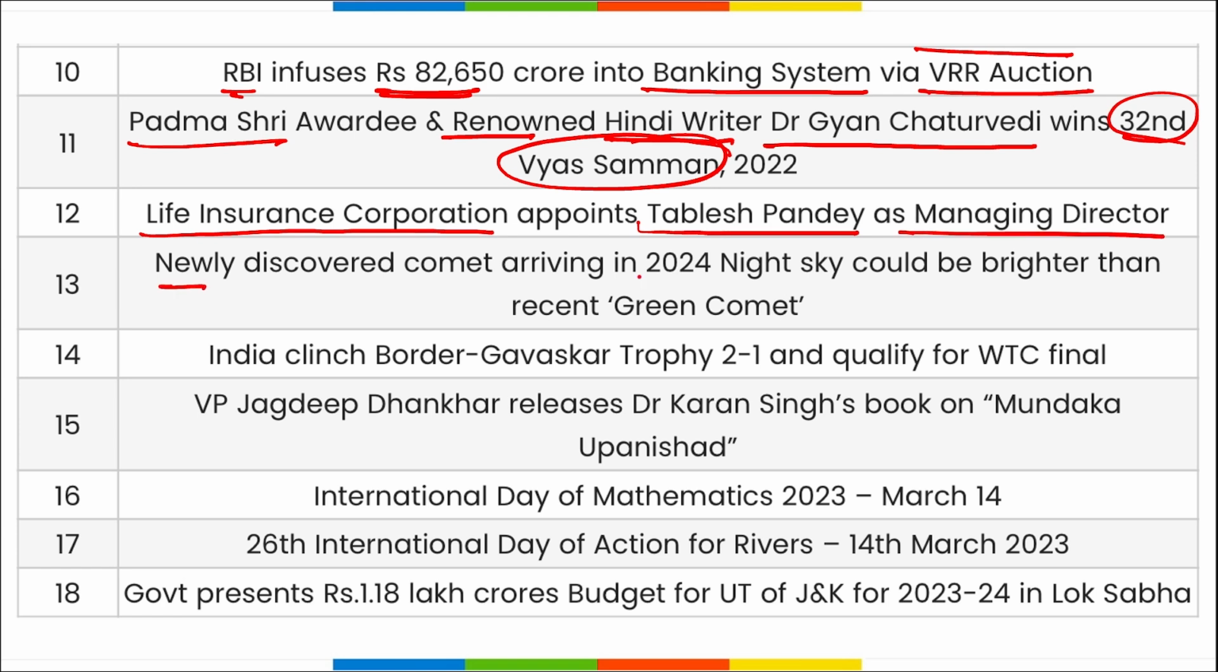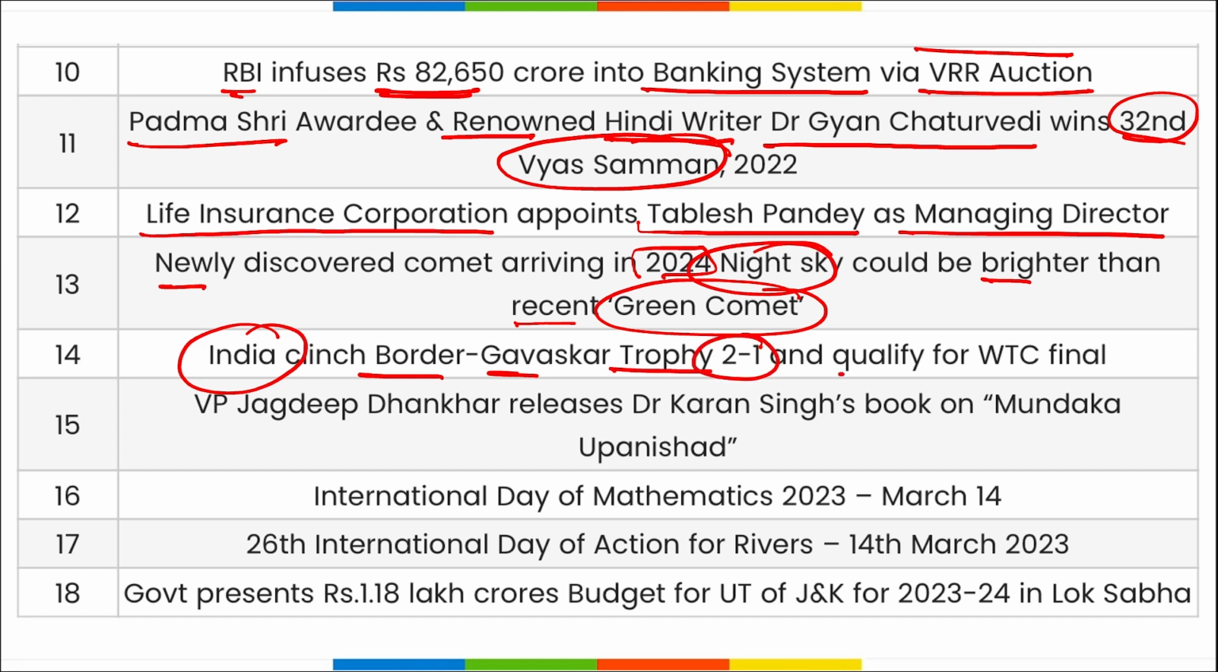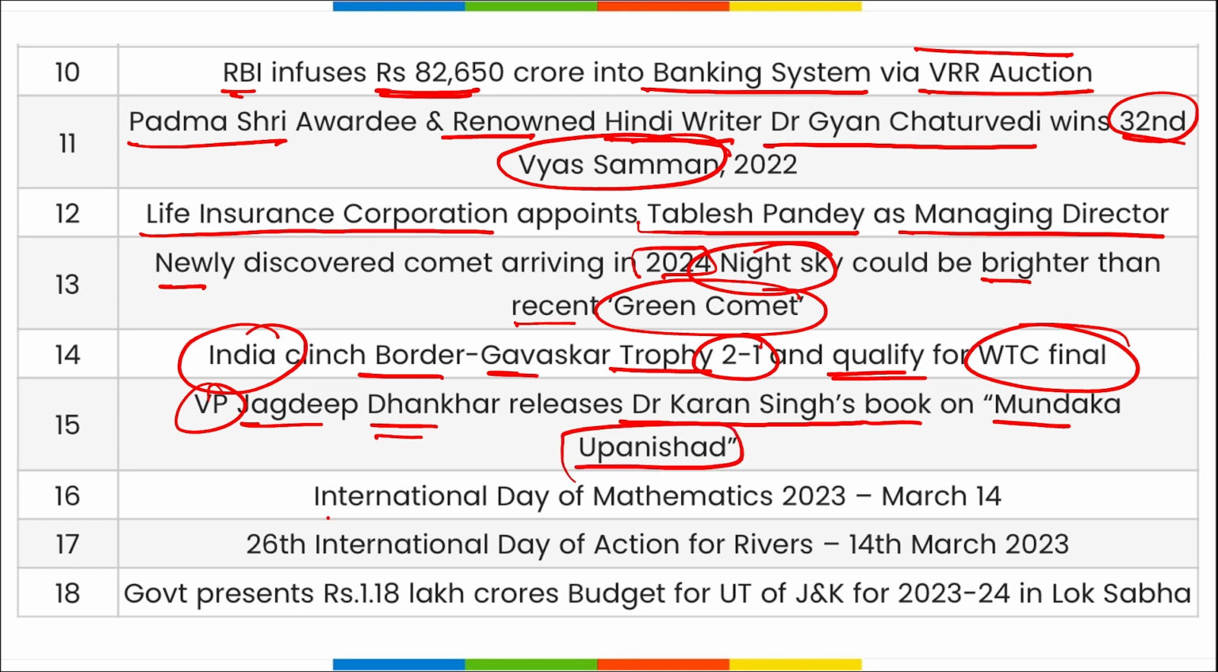A newly discovered comet arriving in 2024's night sky could be brighter than the recent green comet that we observed last year. India has clinched the Border Gavaskar Trophy, winning it by 2-1, and has qualified for the World Test Championship. Vice President Jagdeep Dhankhar has released Dr. Karan Singh's book on Mundaka Upanishad.